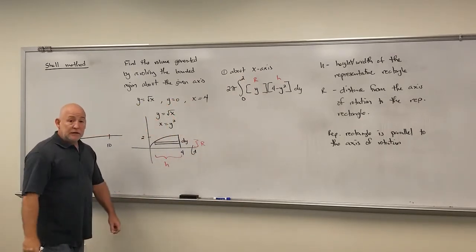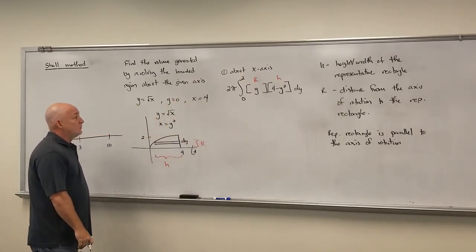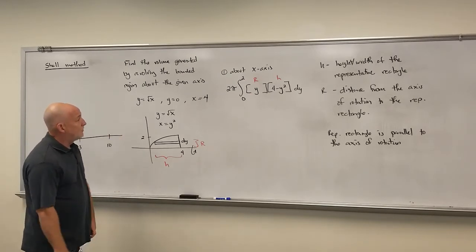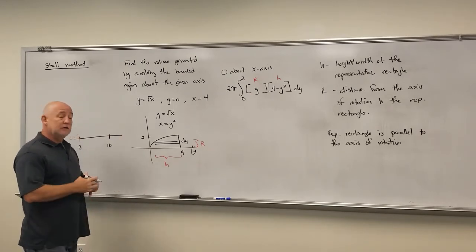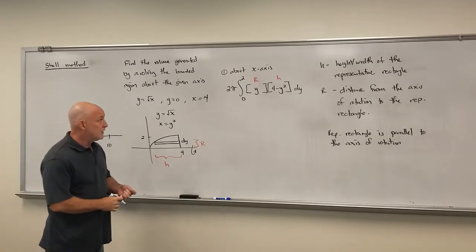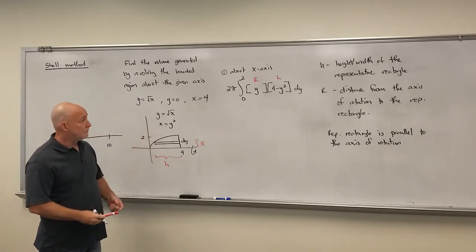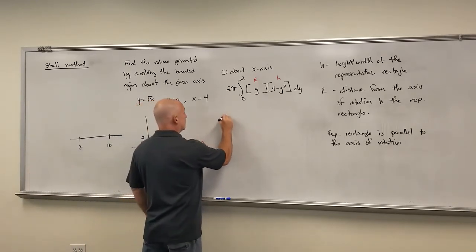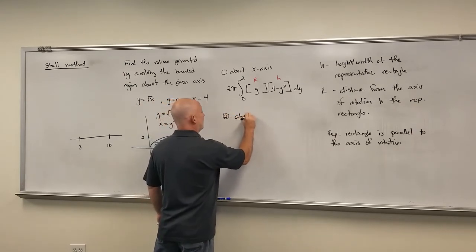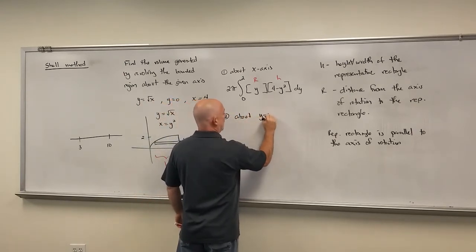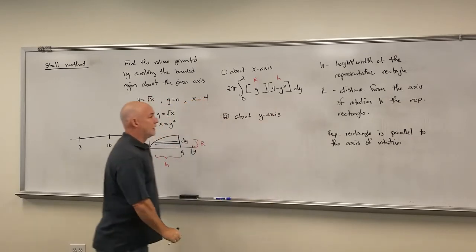Okay, now it's a Calc 1 integration problem. Distribute that out, integrate top endpoint minus the bottom endpoint, and you should get the exact same volume that we did using the shell method. All right, let's see if we can set this up the other way. Let's say we go about the y-axis. Let's see what happens there.